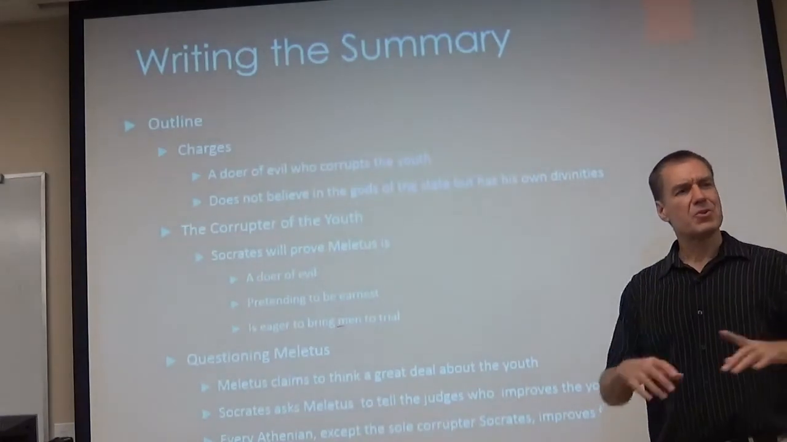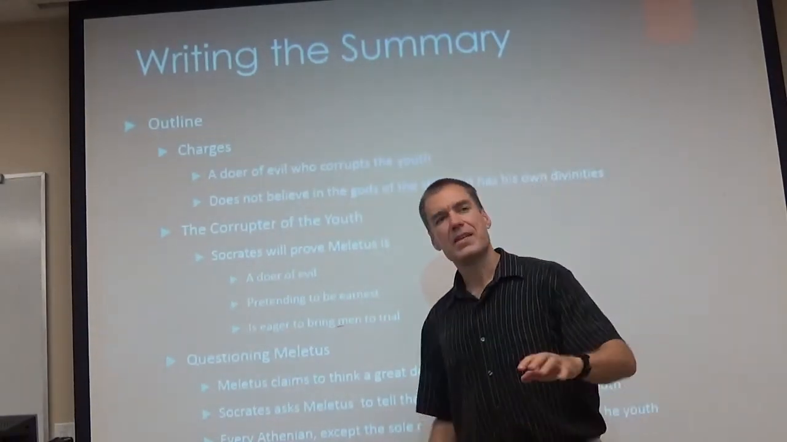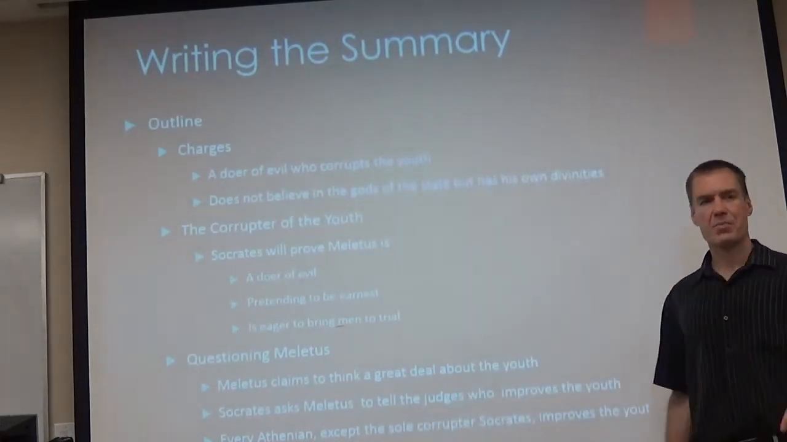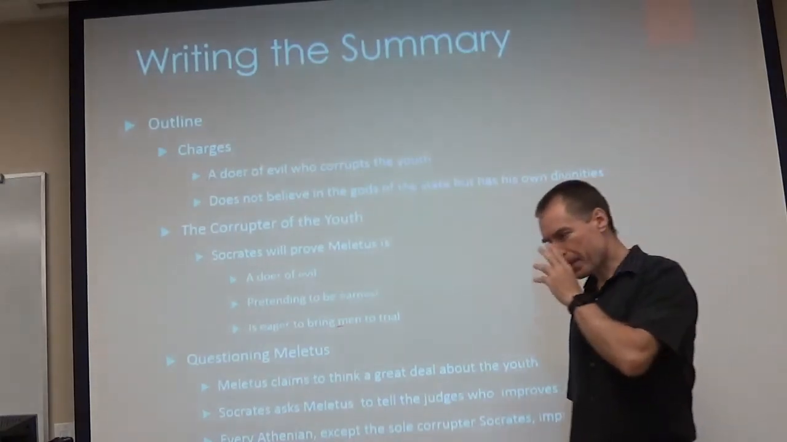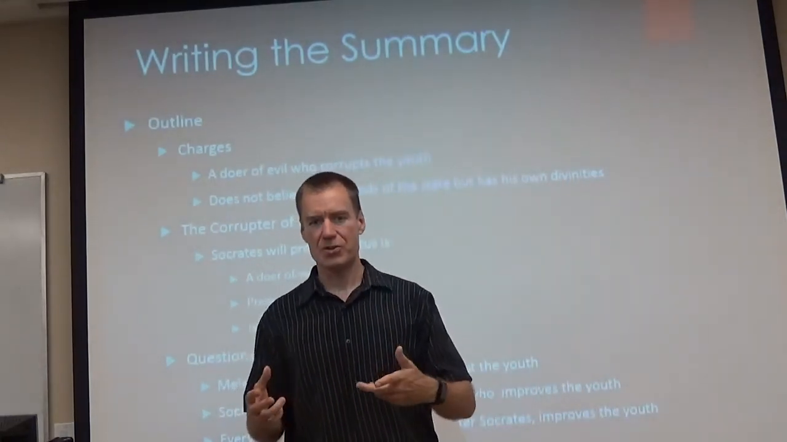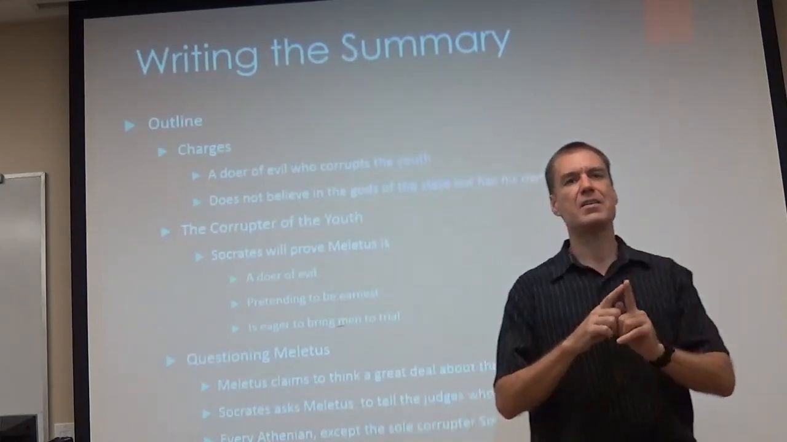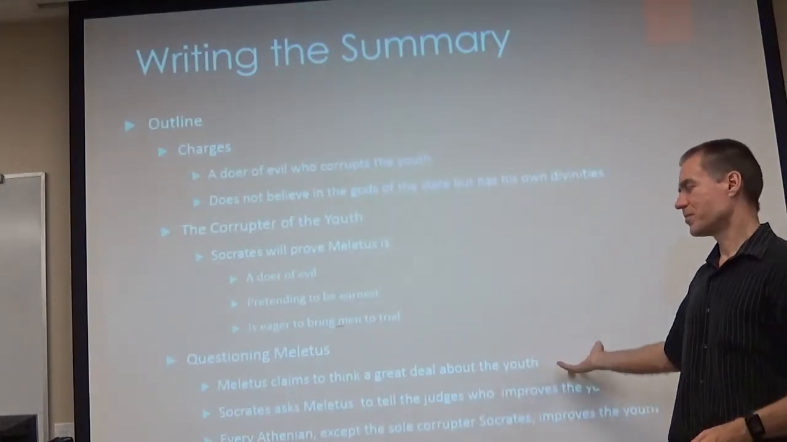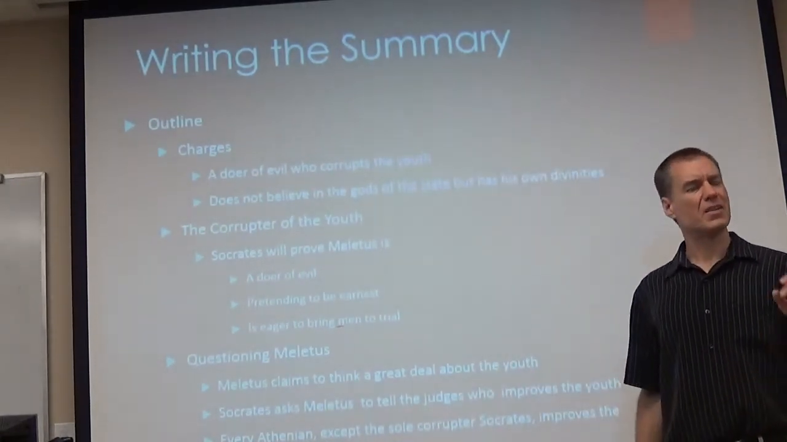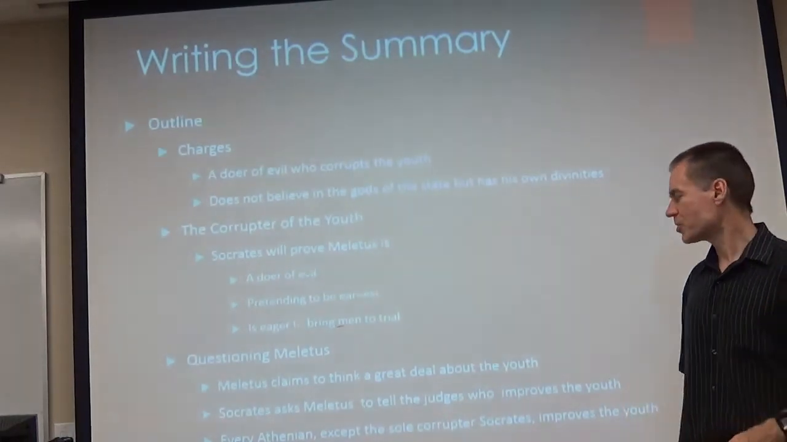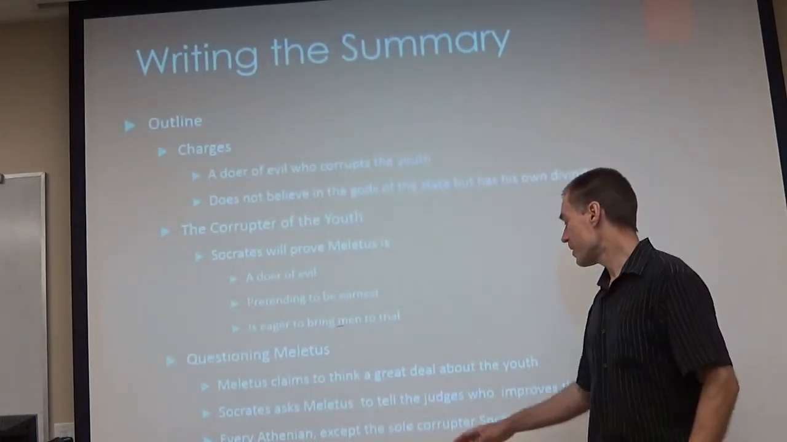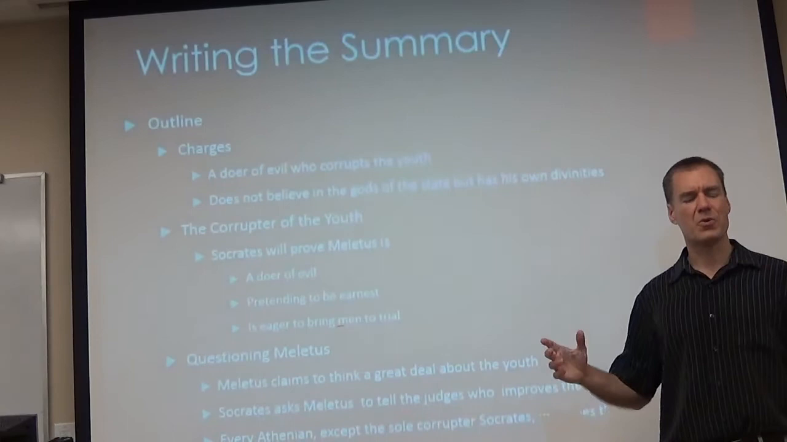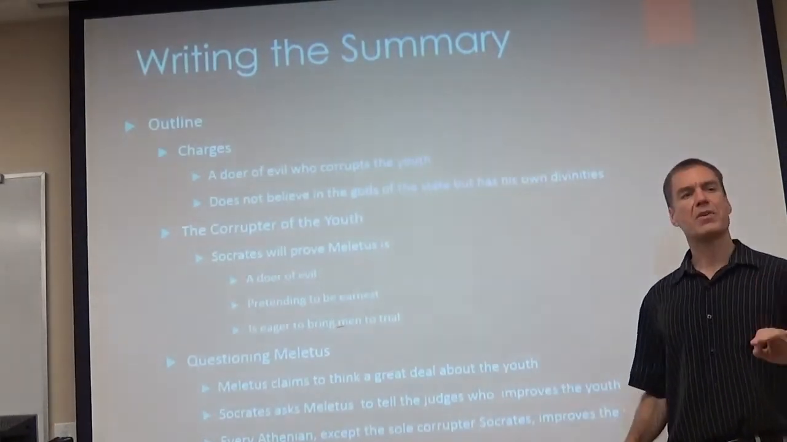He gets Meletus to claim in front of everybody that every Athenian, every citizen, except the sole corrupter Socrates, improves the youth. So what he's done here is he's gotten Meletus to change the charge. The original charge is that he, Socrates, is a corrupter of the youth. But through this questioning, he gets Meletus to modify it. And so the first modification of the charge is not just that he's a corrupter, but that he is the only corrupter. Everyone else benefits the youth, and it's Socrates and Socrates alone that corrupts. So that's modification 1.